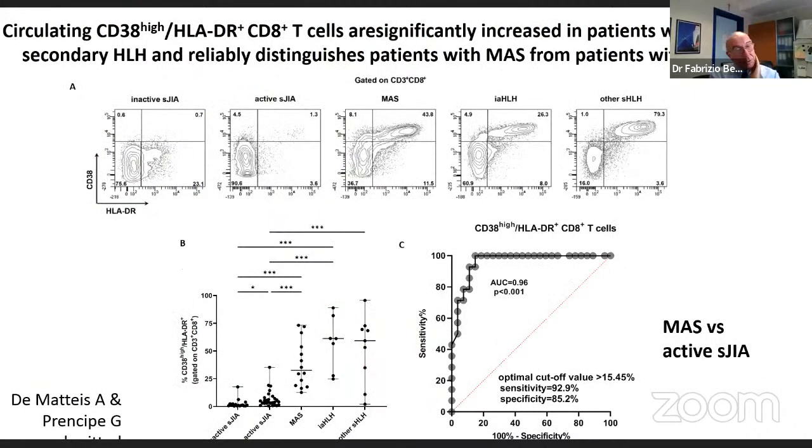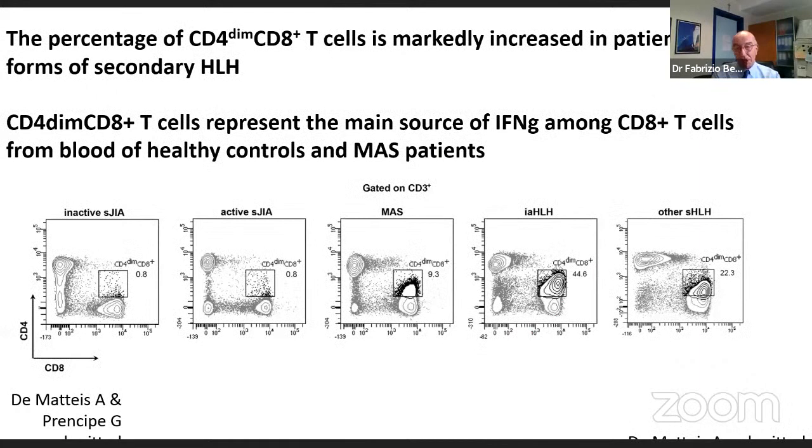In our laboratory, Juicy, together with Ariana in the clinics, decided to look at SJIA, MAS in SJIA, and other secondary forms of HLH. And again, you can see the same population is present in this secondary form of HLH, and the area under the curve to distinguish from active SJIA, from autoinflammation, is again almost perfect, and it's almost ideal. And we also identified a new population of CD3 positive cells that express CD8, that are CD8 positive and have low level of CD4, termed CD4 dim CD8 positive T cells. These are very high in patients with MAS, several forms of secondary HLH, and appear to distinguish as well.